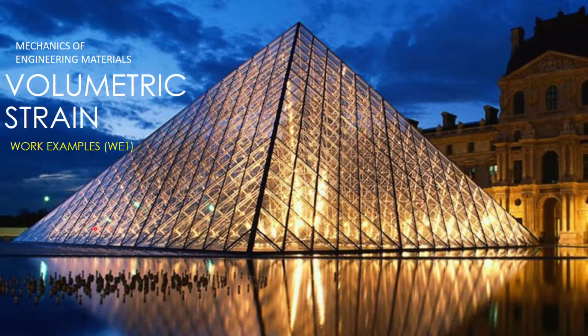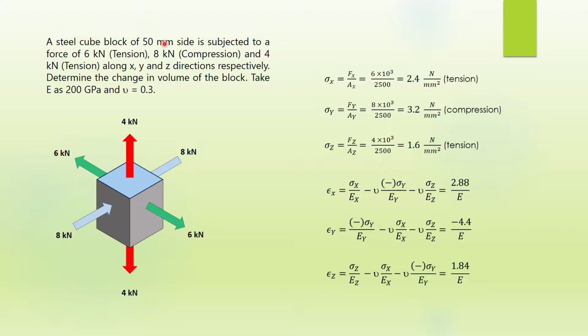Okay, now volumetric strain. Now we are looking at worked examples. This will be your first example. A steel cube block of 50 millimeters side. Cube block means all the lengths x, y, and z are all 50 millimeters long.